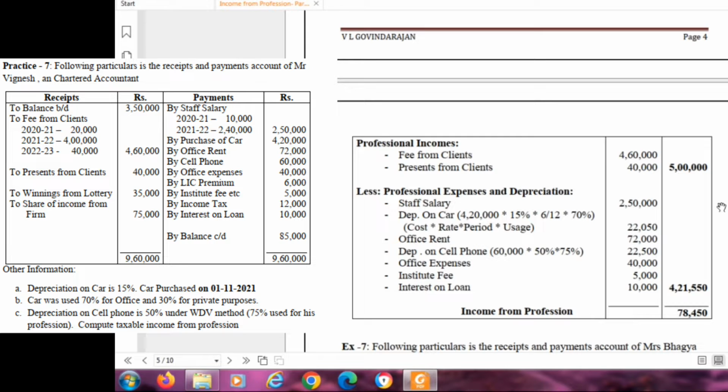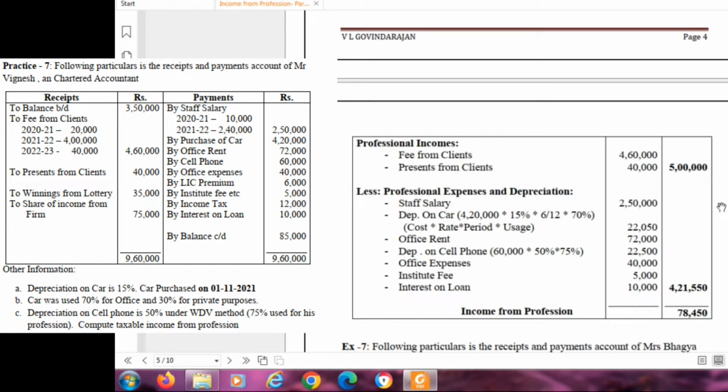You see, actually the car was purchased on 1st November, so the car was utilized only for 5 months during the previous year: November, December, January, February, March. So depreciation on car is 15%, but only 50% of it we can charge. Car was used 70% for official and 30% for private purposes.